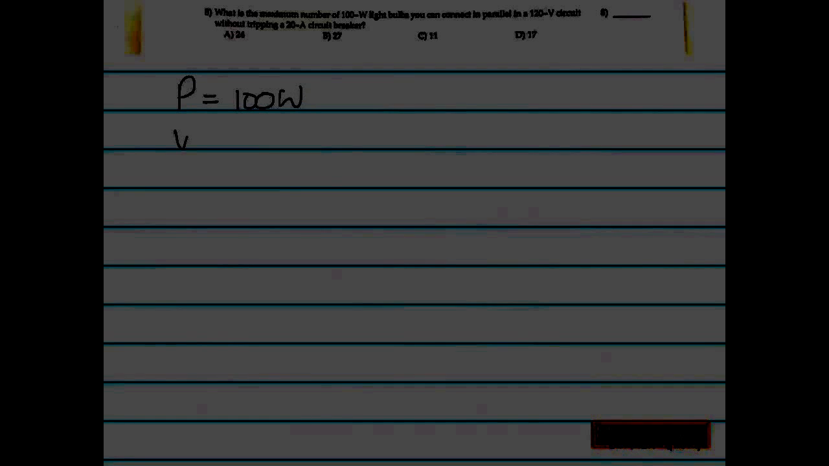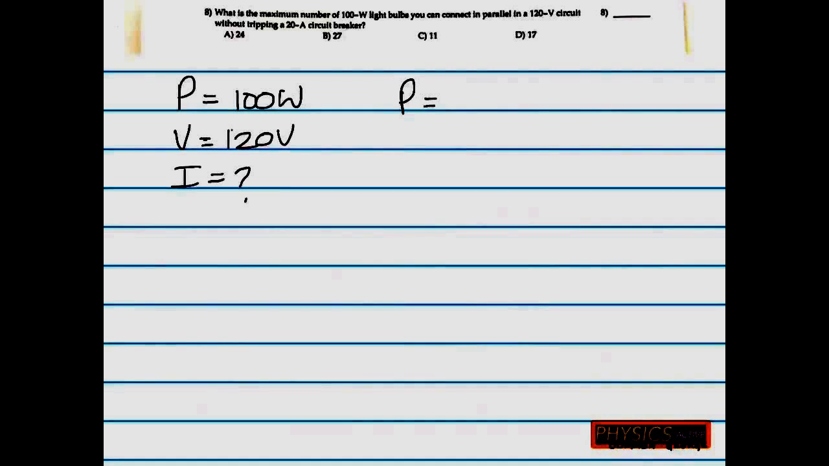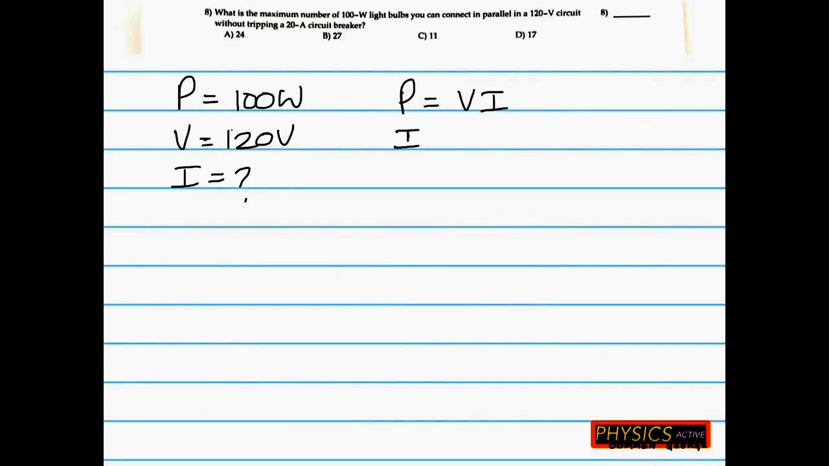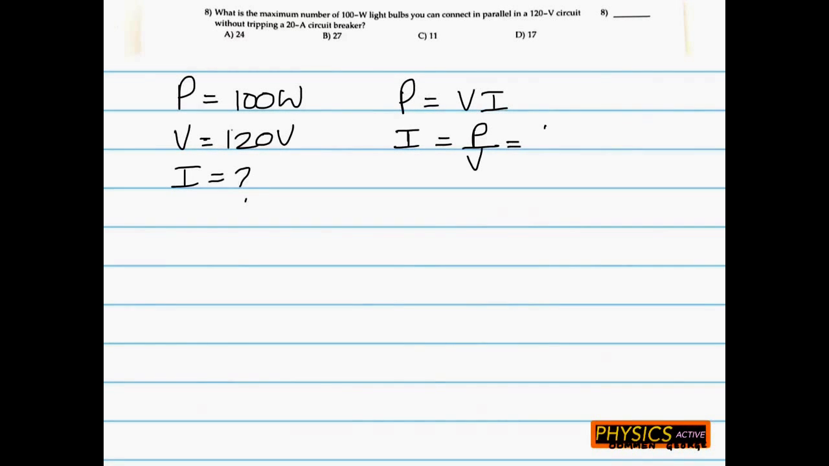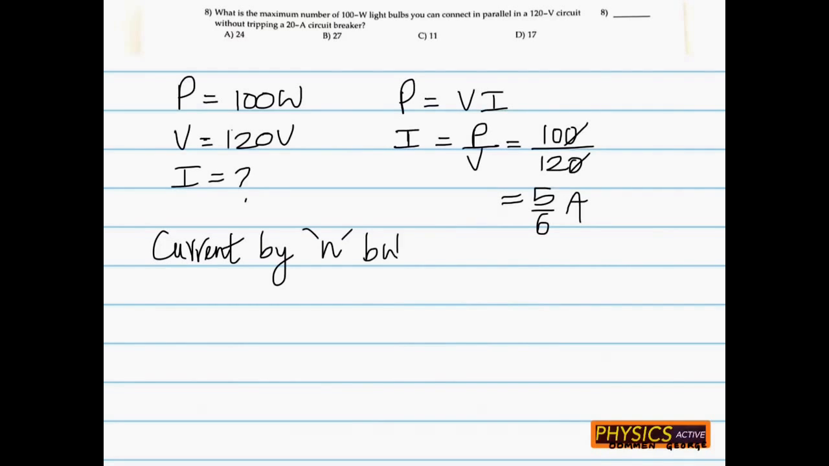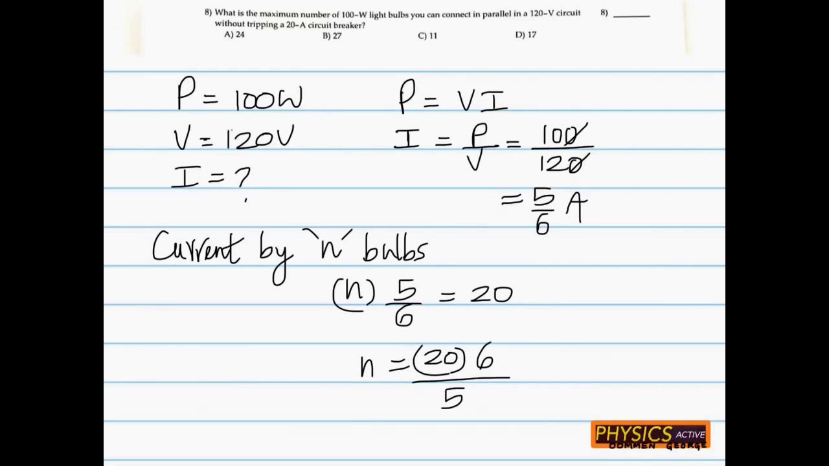This one, 100 watt light bulb connected to 120 volts. So find the current required by each one, which is simply by using P is equal to the product of voltage and current. So each light bulb requires 5 by 6 ampere, and let's assume there are n such light bulbs. So the total current required by these should be n times 5 by 6, which should be equal to 20, because it cannot be more than 20. And then you get 24 as the maximum number of light bulbs, so that the 20 amps circuit breaker doesn't trip.